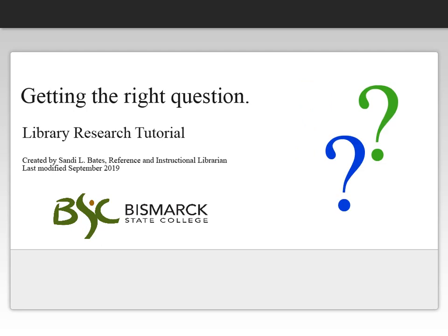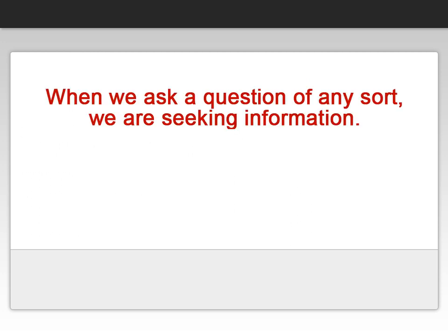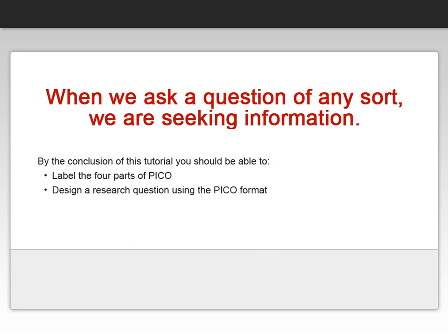Welcome to the Bismarck State College Library's tutorial on getting the right question. When we ask a question of any sort, we are seeking information. By the conclusion of this tutorial, you should be able to do two things. First, label the 4 parts of PICO, a question formatting theory we are going to learn. And second, design a research question using that PICO format.